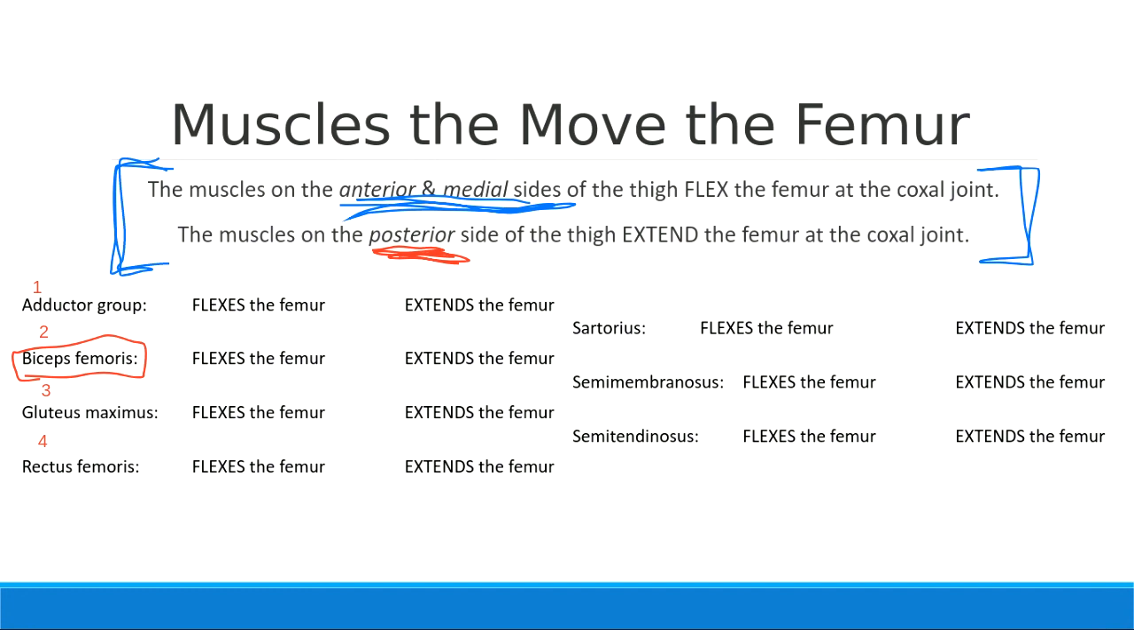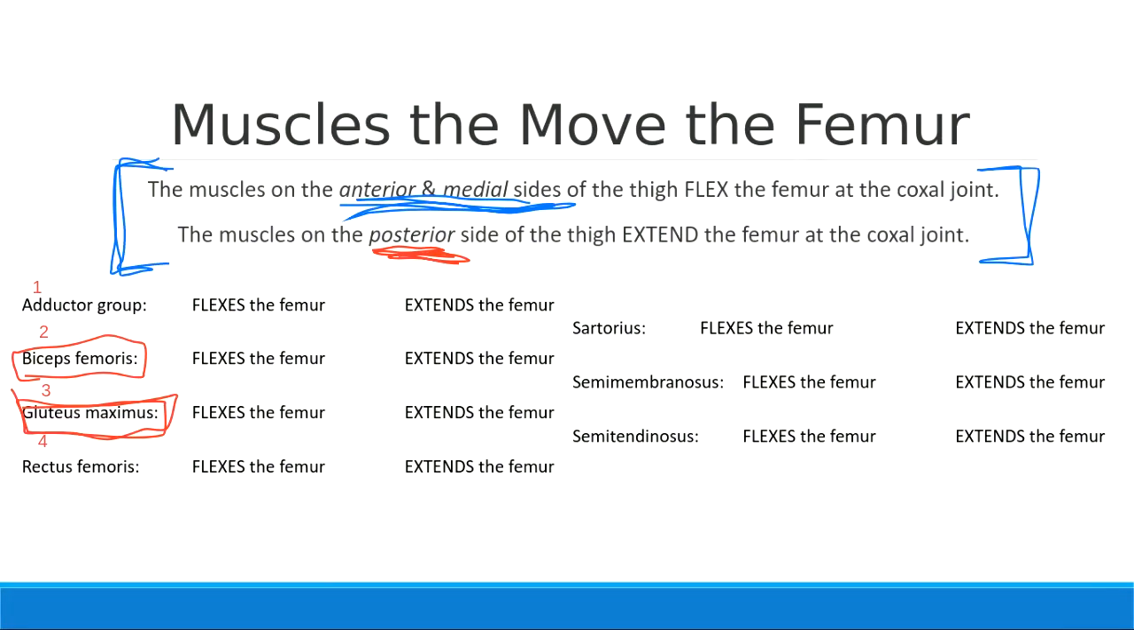Remember, biceps femoris, that is one of those big muscles on the back. That's the lateral big muscle on the back. I am also seeing a lot of votes that gluteus maximus is on the posterior side. That is correct. Remember, that's the one in the gluteal region. So gluteus maximus here lives on the back side.